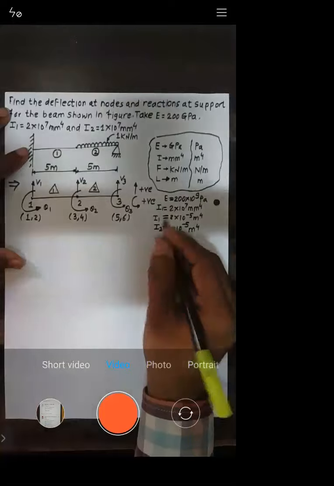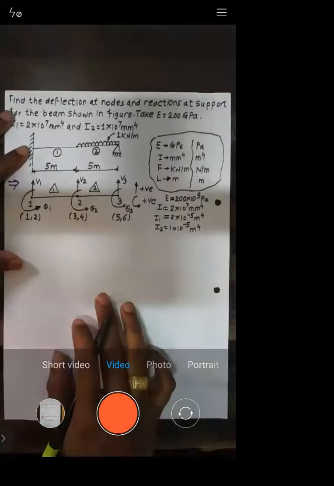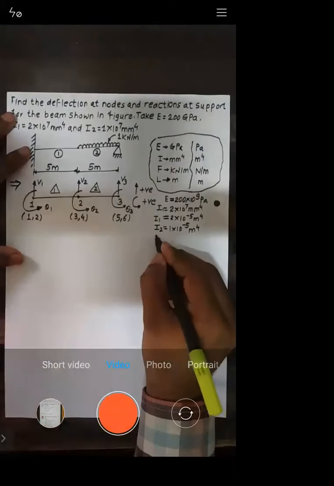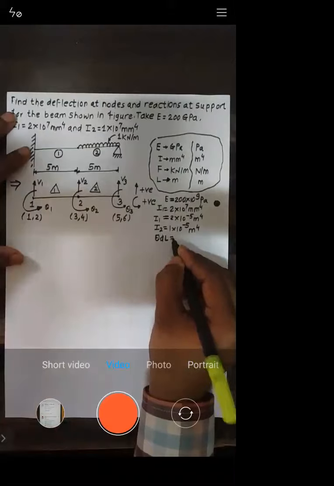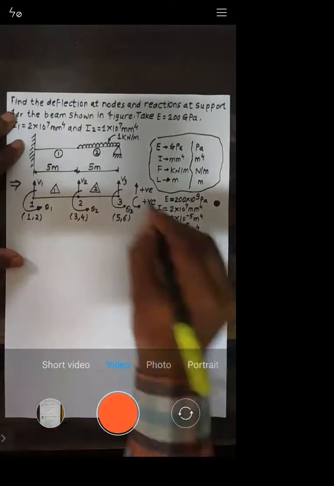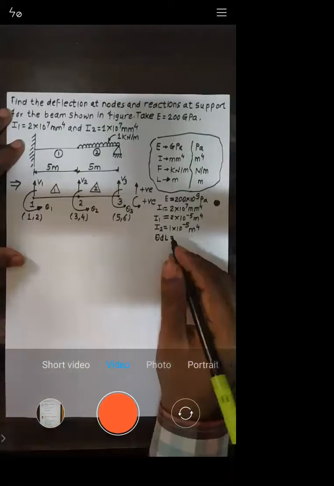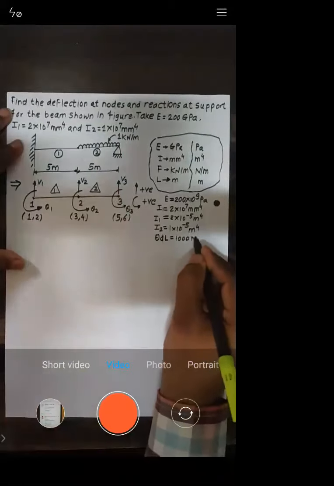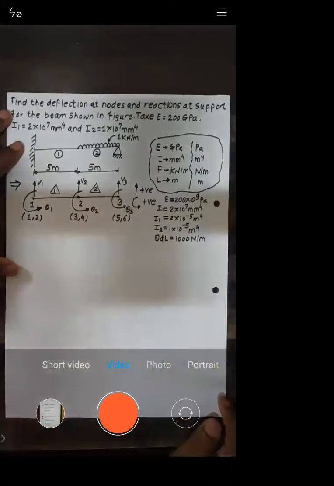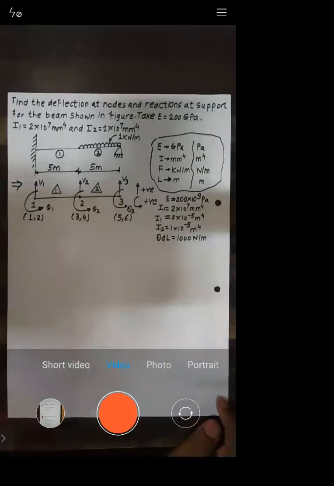Okay, so let me write down this force. What is that? 1 kilonewton, right? I will write it as UDL instead of writing force. That is, it becomes how much? 1 kilonewton per meter, right? So it is 1000 Newton per meter. Is it okay? 1000 Newton per meter. Is it okay?